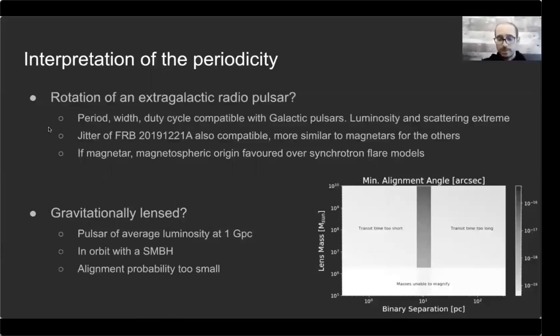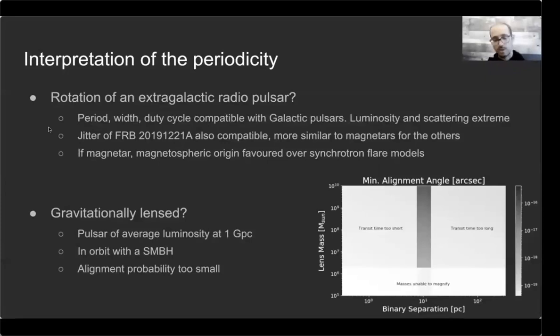Next, we consider possible scenarios that can account for such a periodicity. The first obvious model is an extragalactic pulsar that, for an unknown reason, emits a train of pulses for a short period with an extreme luminosity. The period with duty cycle and jitter observed for this source are all compatible with galactic pulsars. However, of course, the luminosity is extremely high and also the scattering is extremely high.